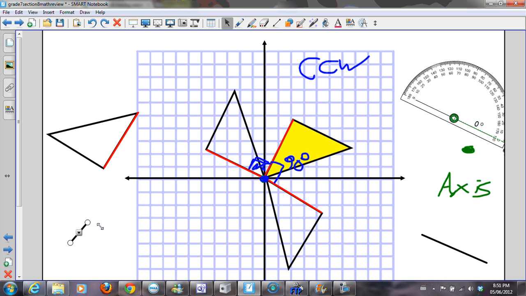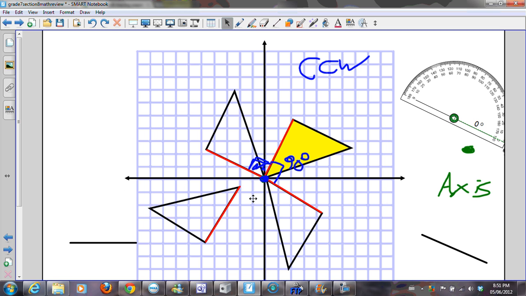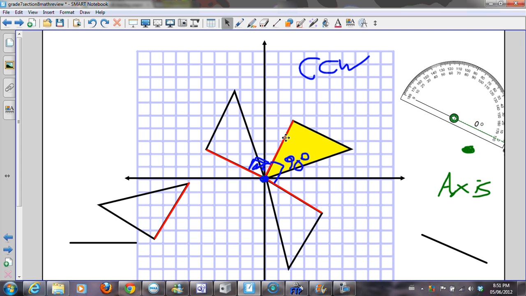And I still end up at the same spot. Okay? You'll always still end up in the same spot. So it doesn't matter if you go clockwise or counterclockwise for 180 degrees. So I'm going to put this one down here. Again, this was my red line shown right here.